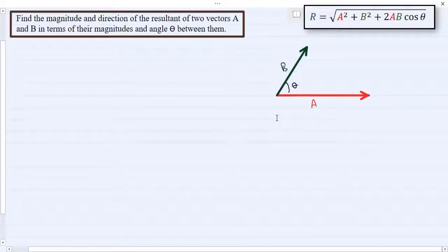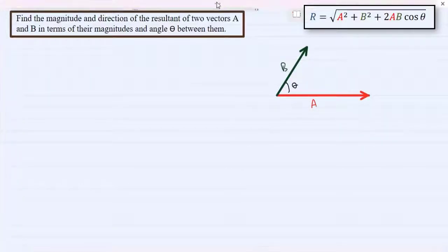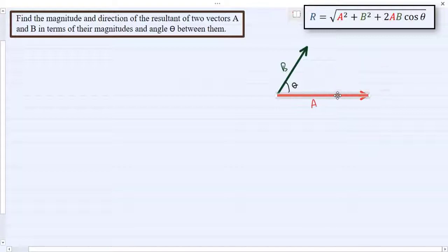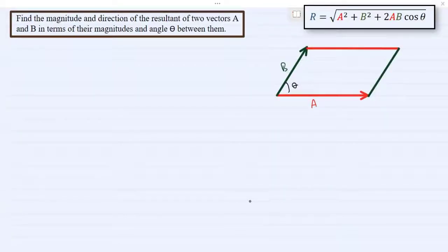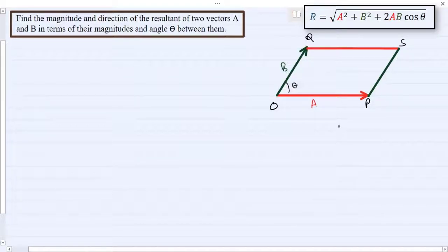Now to find the resultant vector, we have to complete the parallelogram. So let's get the first parallel line, and this will be your second parallel line. So here we get our parallelogram OPSQ. So we can say the diagonal OS will be our resultant vector R.